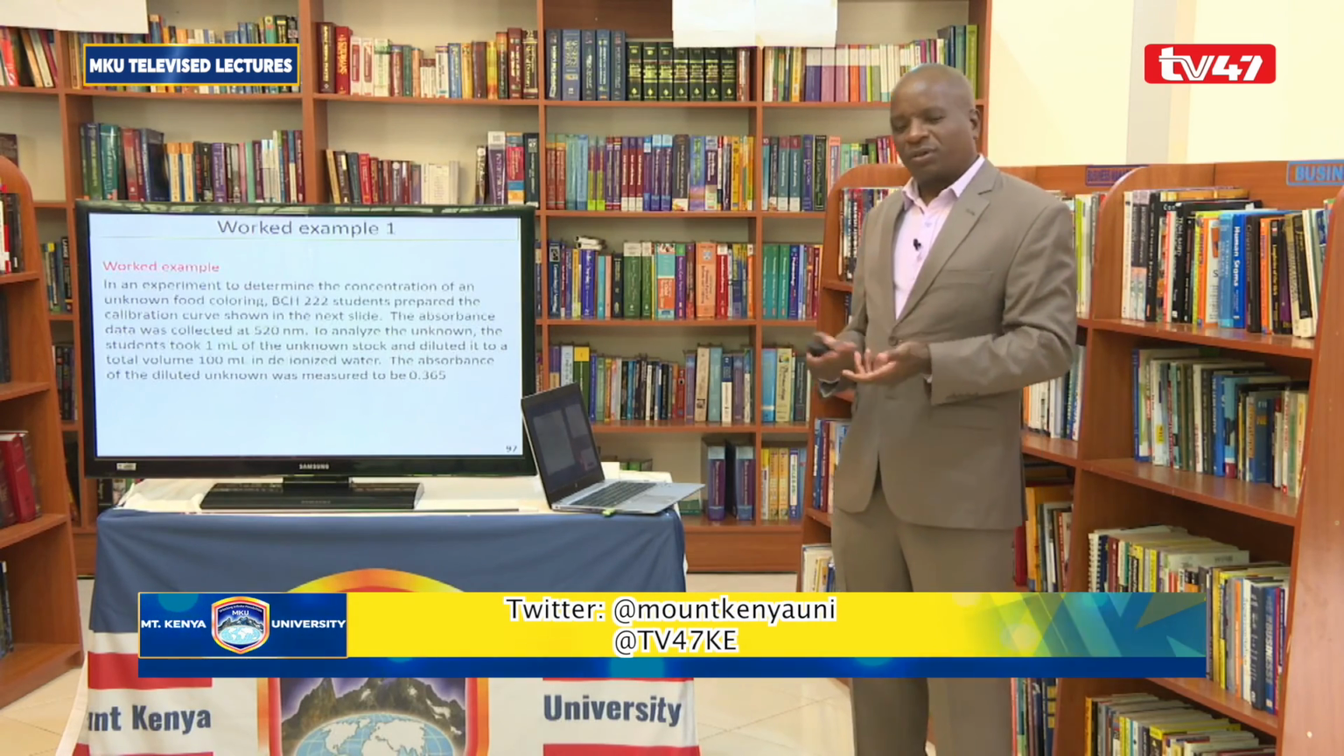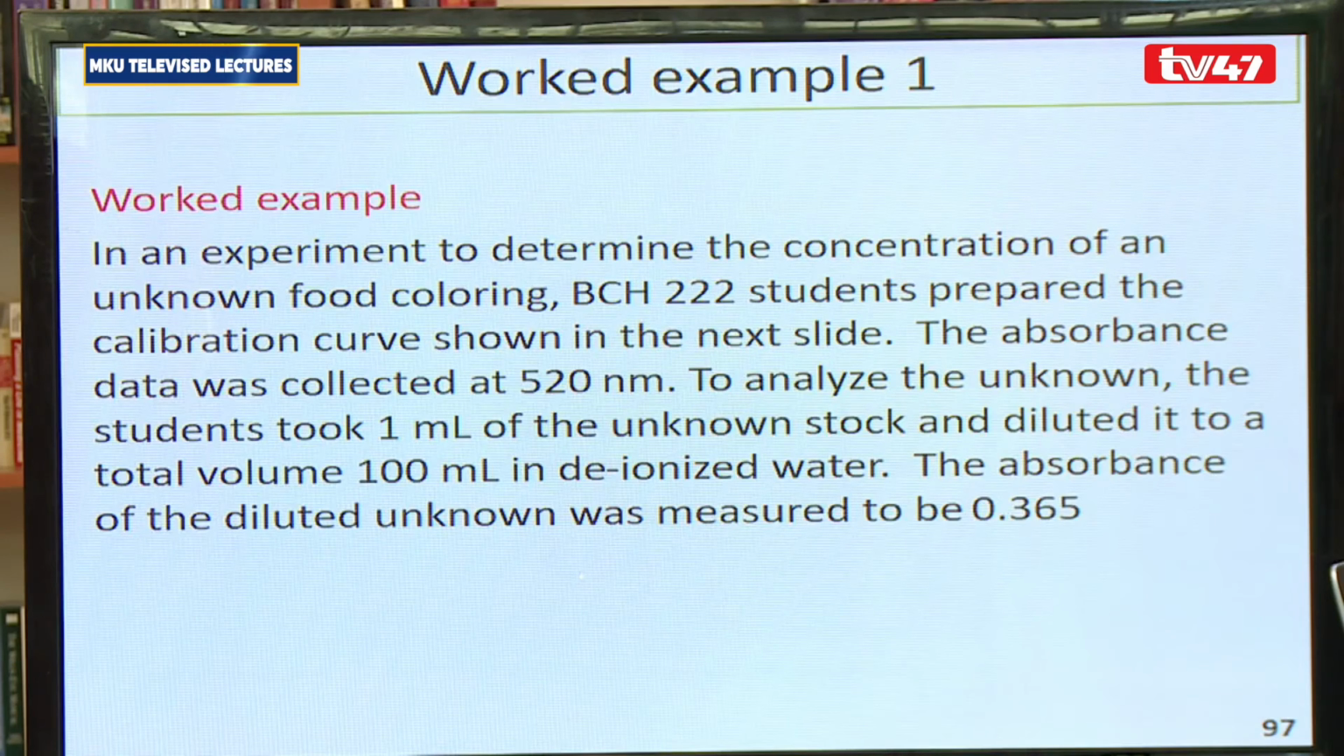It is always good practice to think of dilution, because you get samples that are concentrated and undiluted, and it is your responsibility as the analyst to think of dilution. Then, after they made the calibration curve, they determined the absorbance of the diluted unknown, and it was 0.365.